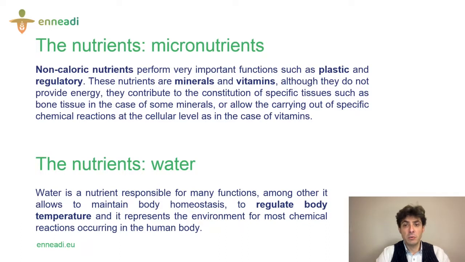These nutrients, even though they do not provide energy, contribute to the constitution of specific tissues. For example, we can consider two minerals, phosphorus and calcium. They participate in the building of our bone tissue. Another case is represented by some vitamins, like the vitamins of group B. They allow carrying out specific chemical reactions in our metabolism, so they are extremely important.